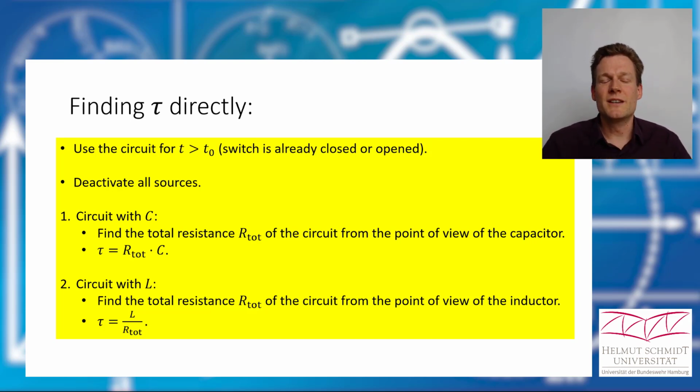And if we have an inductor in our circuit, then we again find the total resistance, this time from the point of view of the inductor, and tau would be L divided by this total resistance. So this was the last trick I wanted to show you. We are finished now with that topic.